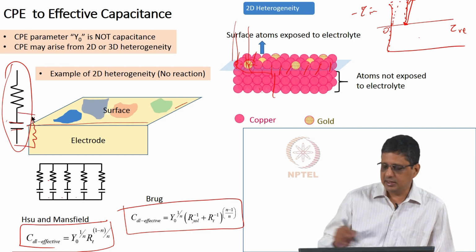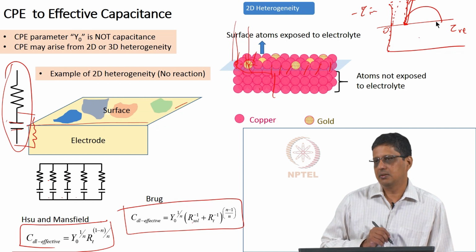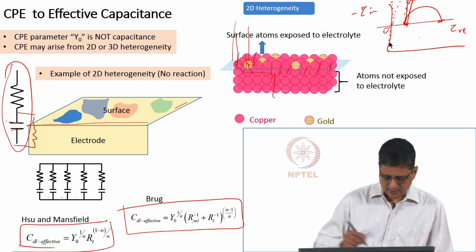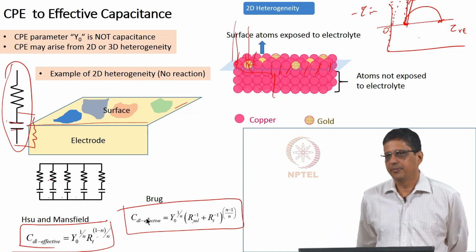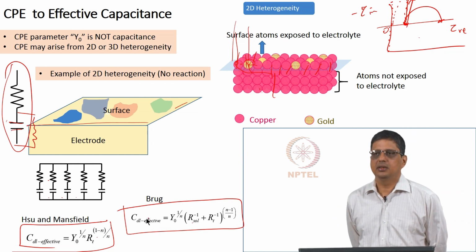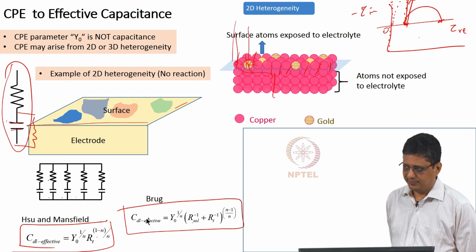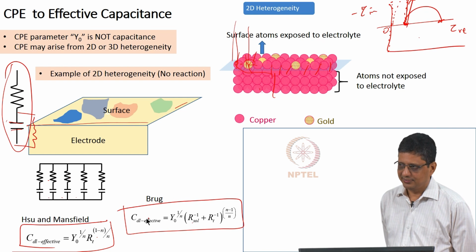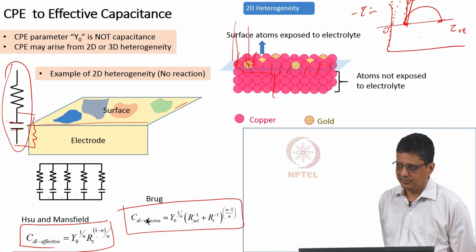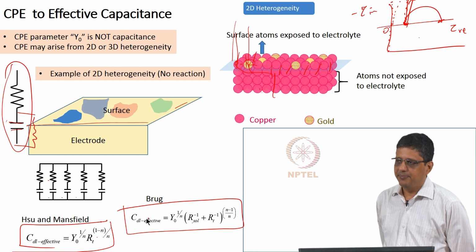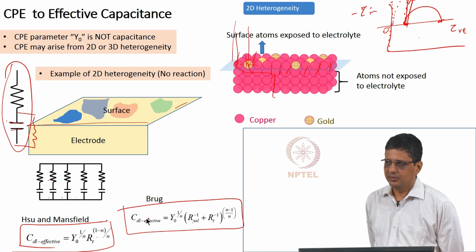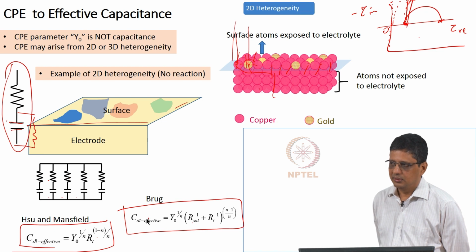In parallel with the resistance will give me this, and in those cases I can use these two formulas to extract an effective capacitance. Like we discussed in the previous slide, if we have different current at different points, we can say there is a non-homogeneity, and there will be a CPE. So, can we say with this also, like copper and gold, they have different conductivity, different resistivity.